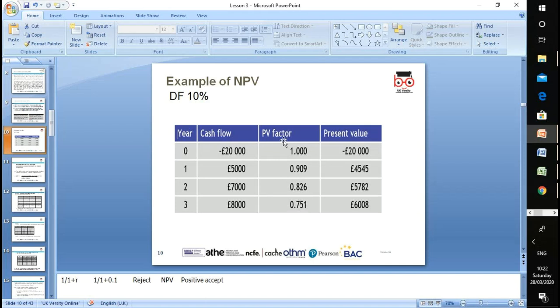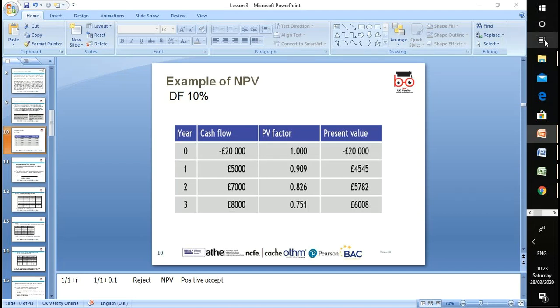So what we need to do: 20,000 times 1, it will be 20,000. Then 5,000 times 0.909. If you are getting 5,000 in year 1, actually the value of 5,000 will be £4,545. At the end of the first year, the income of 5,000 will be worth that. So that will be the real worth. If you get 7,000 at the end of 2 years, that 7,000 value will be £5,782. And in year 3, if you get 8,000, the 8,000 value will be £6,008.